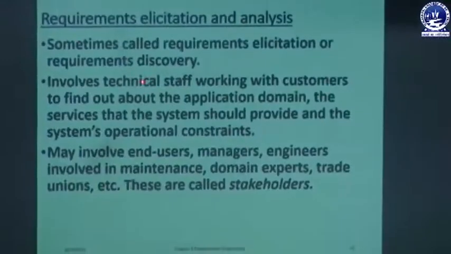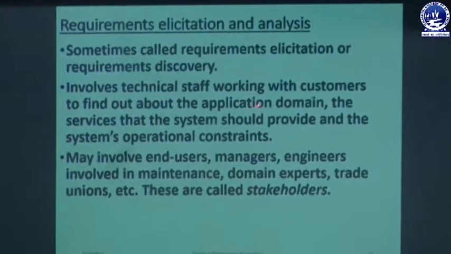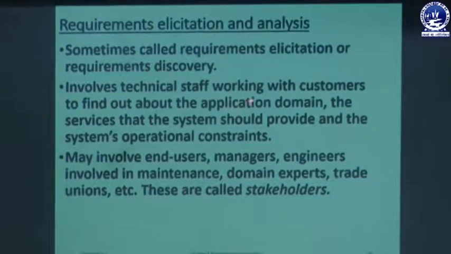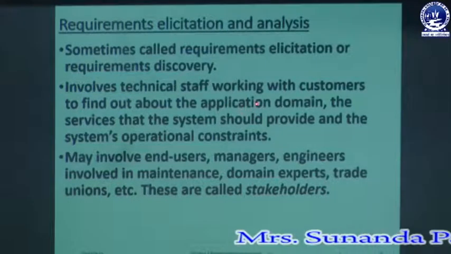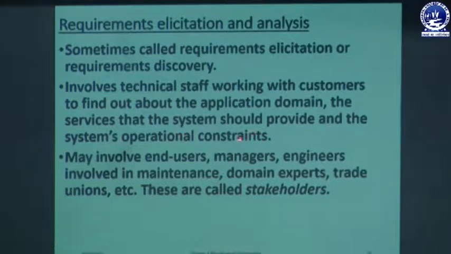That is known as requirement illustration, and it involves technical staff working with customers to find out about the application domain. It is important because we are developing the software for this application domain. It also covers the services that the system should provide and the system's operational constraints. These are the things we should remember. First we give priority to the application domain for which we are developing the software, what the system should do, that means the services the system should provide, and the system's operational constraints like the time constraint, the budget constraint and so on.